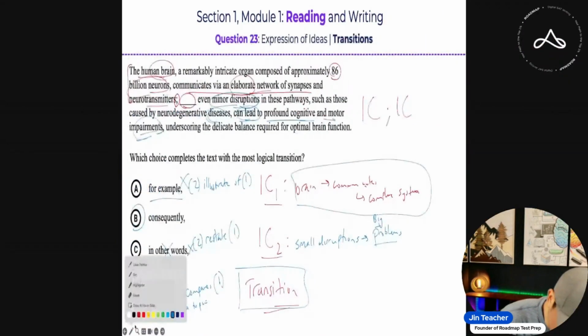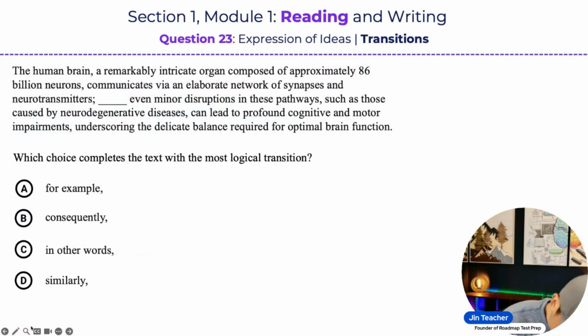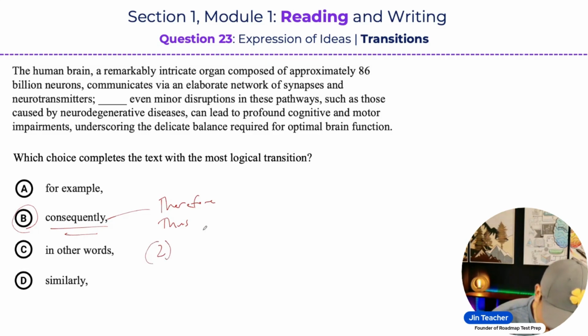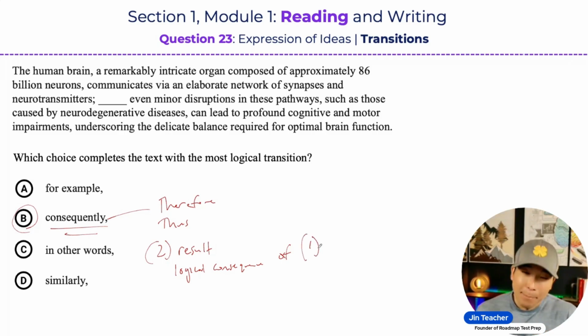But to go one step further for you guys here, the word "consequently" is just a synonym for "therefore." Words like "thus," "hence," "as a result," "accordingly," these types of words show cause and effect. So it's basically saying that the second sentence is the result, or the natural, logical consequence of what the previous sentence said. And that makes sense here.